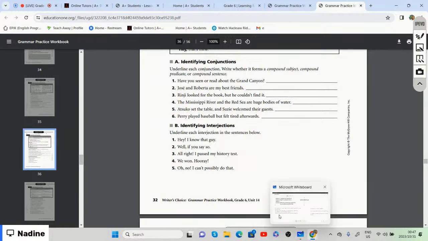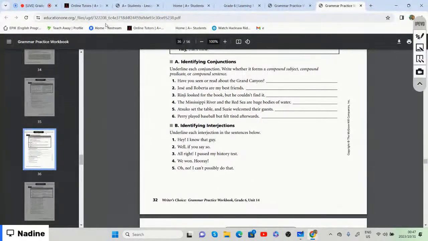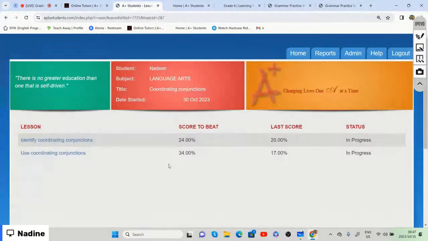All right. Let's go back. So that is basically the end of our lesson on coordinating conjunctions. And we said coordinating conjunctions connect words, phrases, or simple sentences, right? And the most common coordinating conjunctions that we use are and, but, so, or.